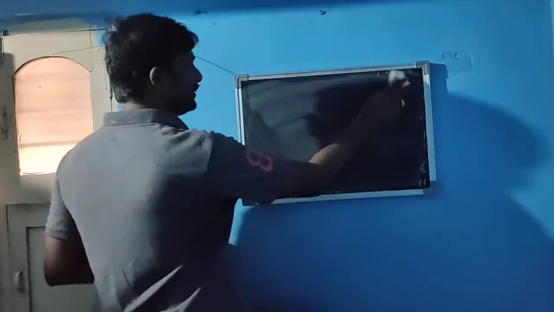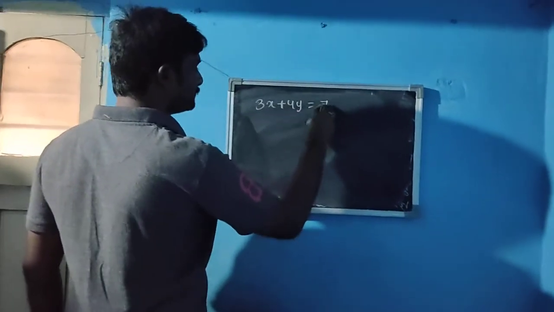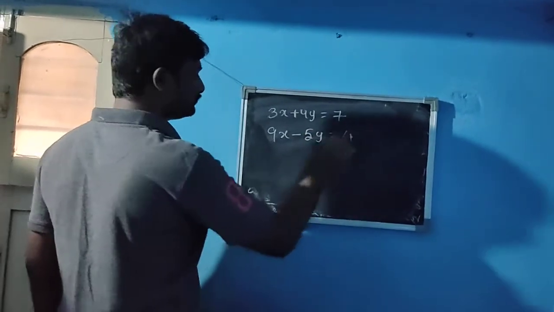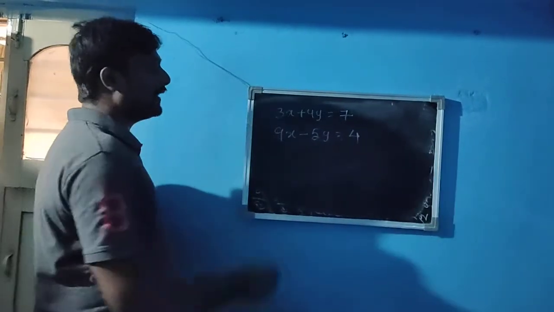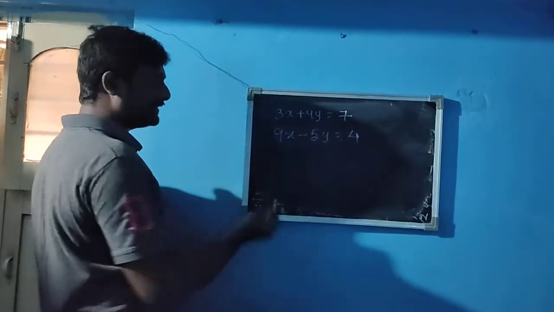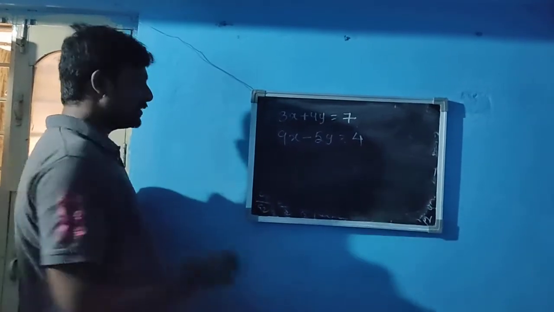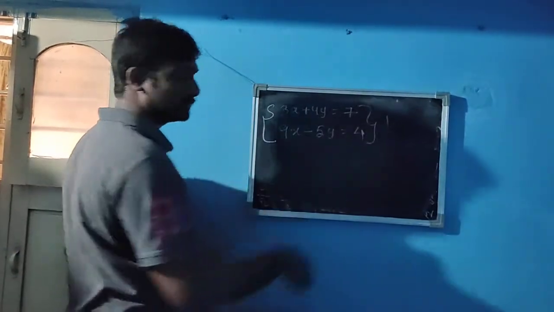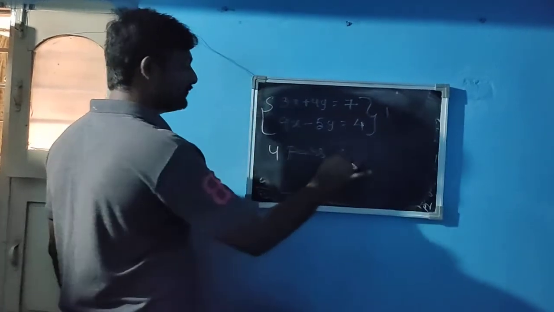I'll give one. Suppose 3x plus 4y is equal to 7, 9x minus 5y is equal to 4. So this is an example of a pair of linear equations. How many variables? 2 variables. Pair means compulsory 2 equations. That is one pair. But I said 4 pairs of linear equations.